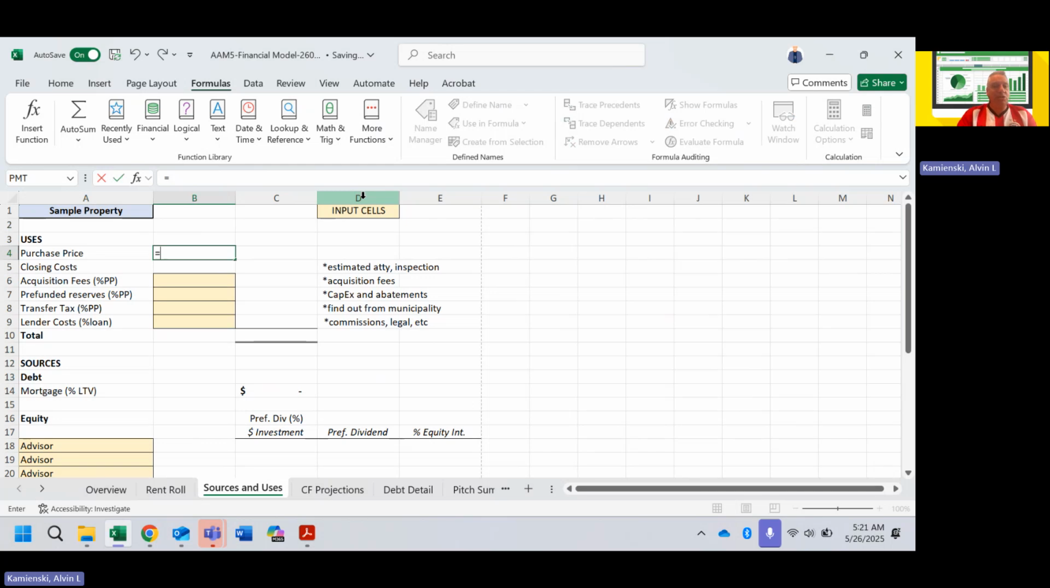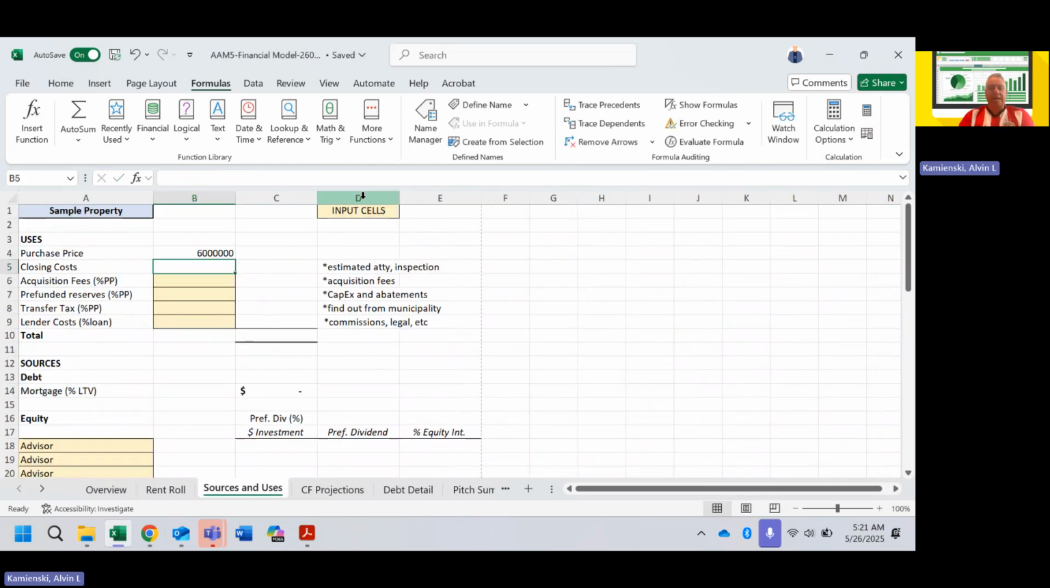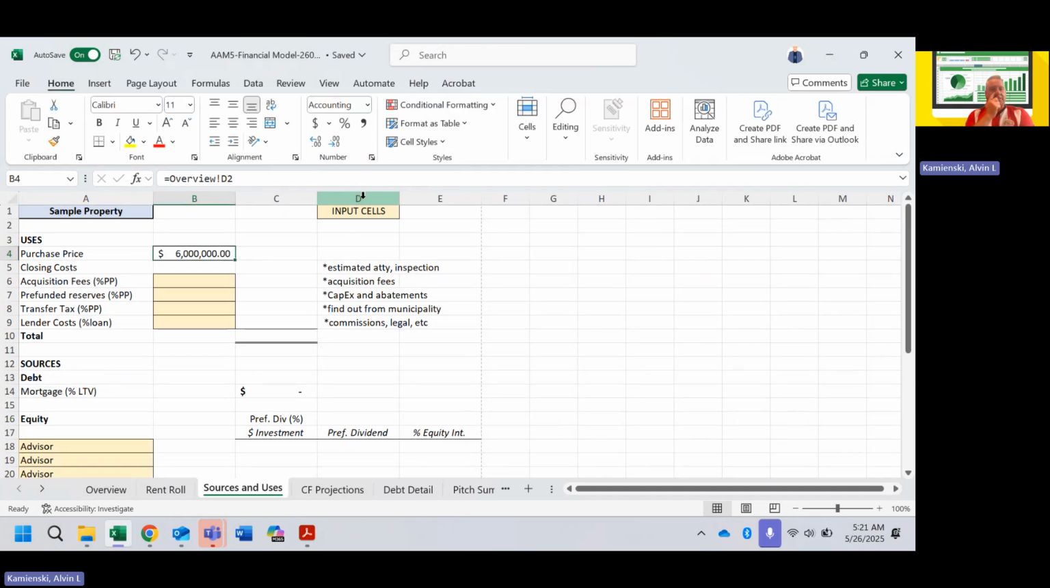Purchase price equals to, get ourselves over, find your $6 million purchase price that we made an assumption for in the beginning.